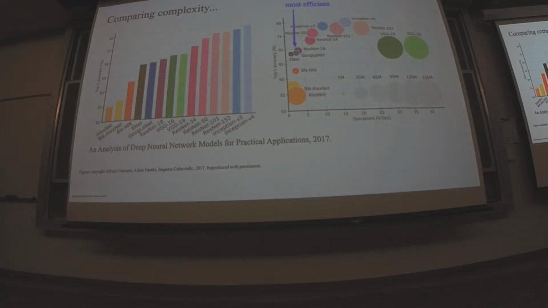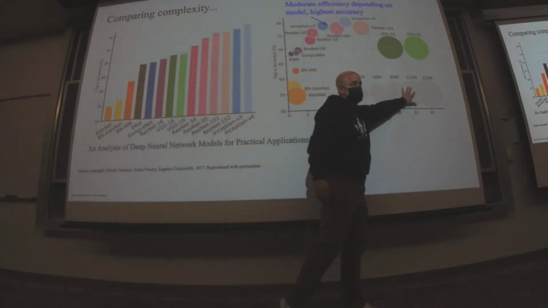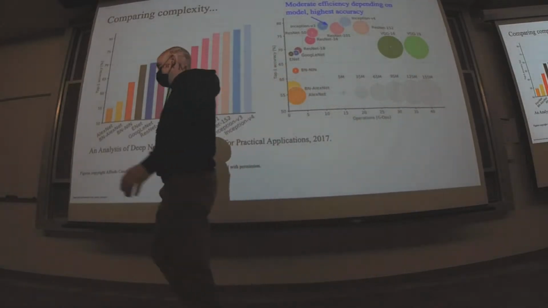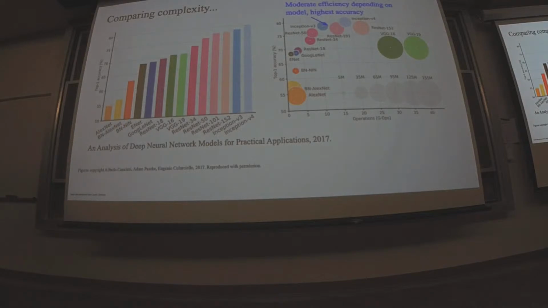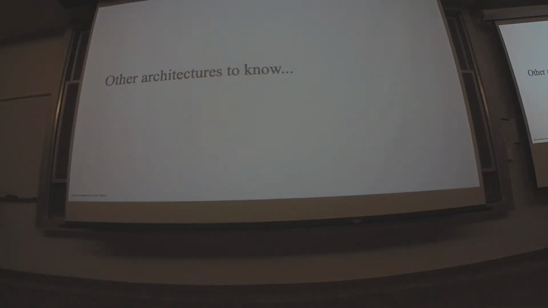Sorry, I always talk through your slides. Sorry, what does the radius of this disk represent? The number of parameters. The key is right here. Sorry, I should have pointed that out. The key's right here. Just for time, we will move on.